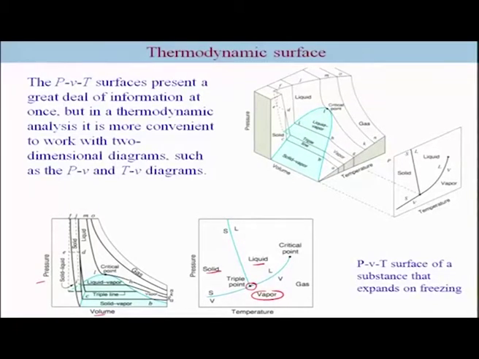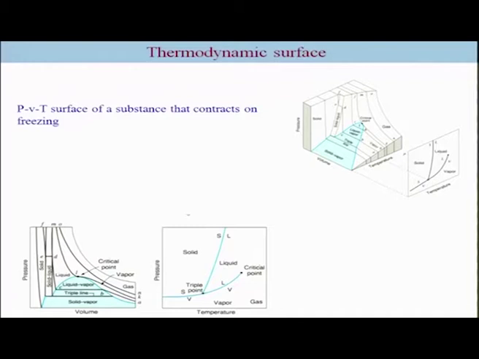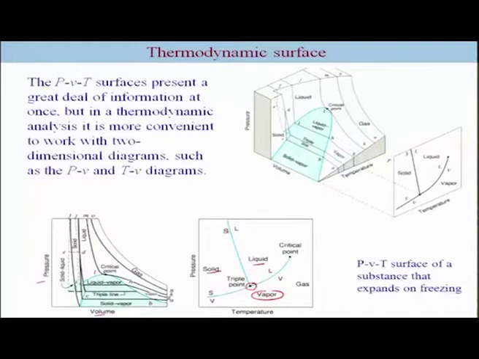Now this curve basically has a negative slope because this is for substances which expand on freezing. Okay. Now for the case of substances which contract on freezing, this fusion line has a positive slope. Okay, and this is also evident from the PV diagram. If you look at it, these curves are more or less straight, but in the other case it has a little bit of curve on the other side.